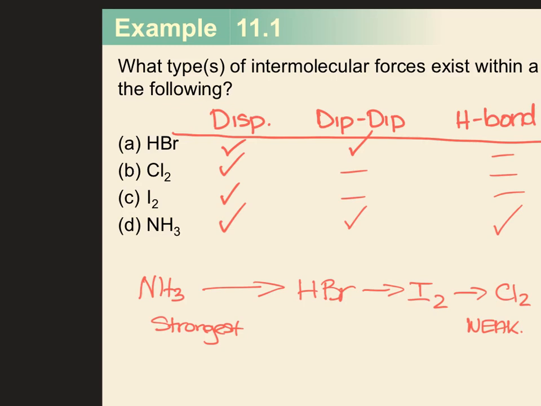Hydrogen bonding is 10 to 40. Dipole is 5 to 30. And then dispersion is less than 40, sometimes less than 1 even. So there's a range. Why is there a range? Well, we already talked about just dispersion.